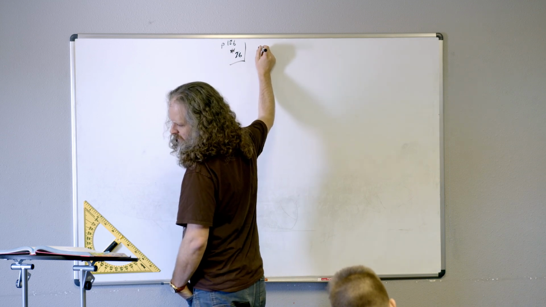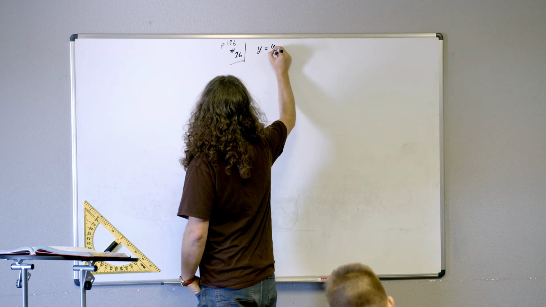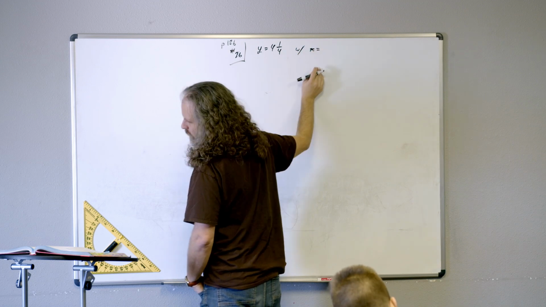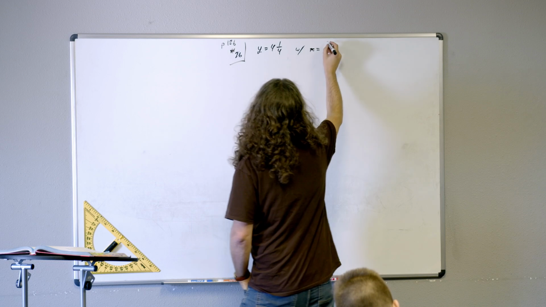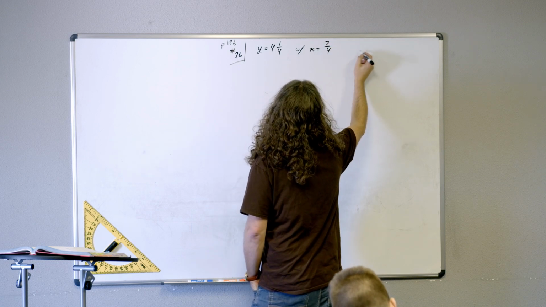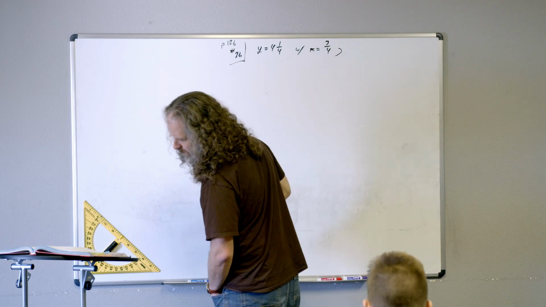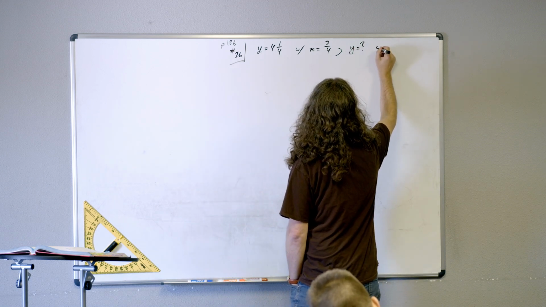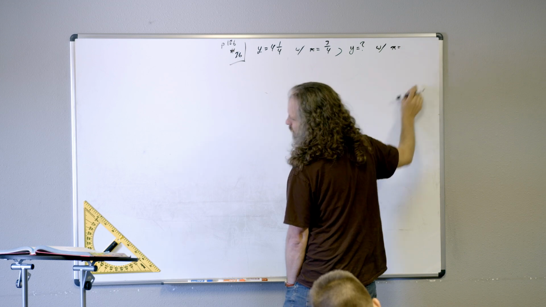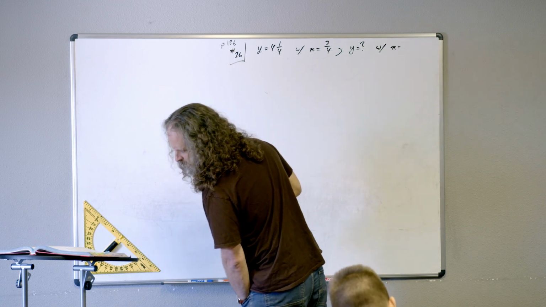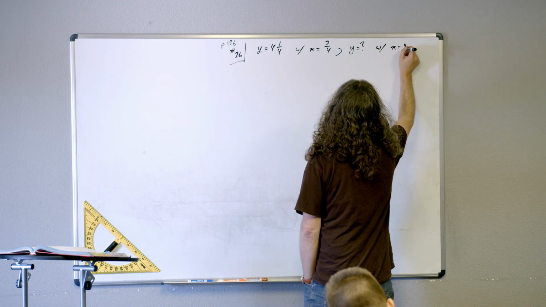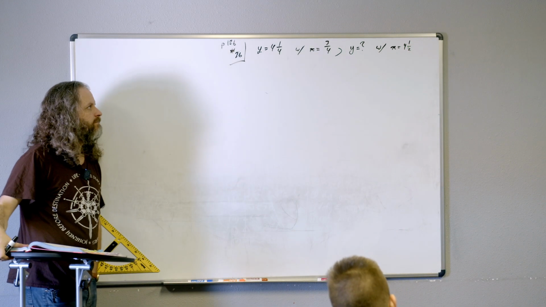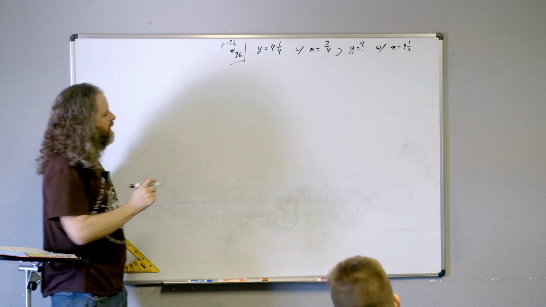So y equals 4 1/4 when x equals 3/4. We want to find y when x equals 4 1/2. Okay, now what? Okay.